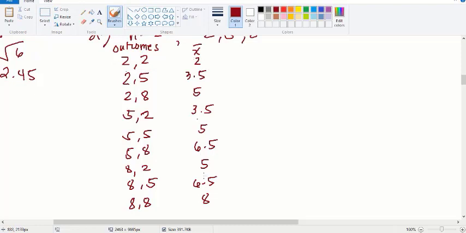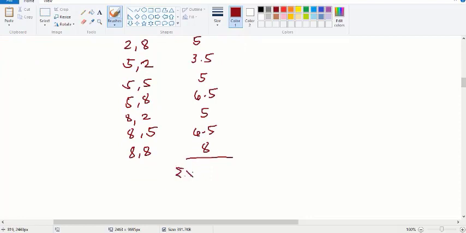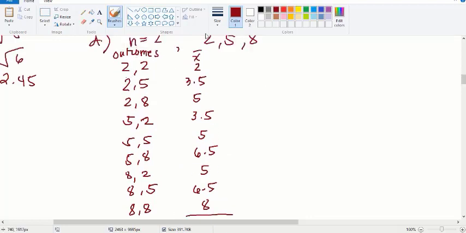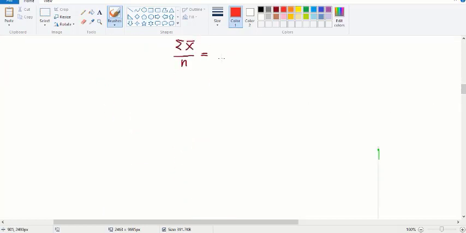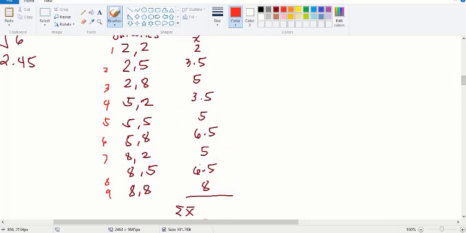So, ibig sabihin, itong sample means, i-add natin. Okay? Dapat ganito siya, over n. Remember, ilan yung n natin? Ilan yung possible outcomes? 1, 2, okay, let me put in numbers here. 1, 2, 3, 4, 5, 6, 7, 8, 9. I have 9 possible outcomes, so that is my n. So, automatic, lagay mo na yan dito, okay? And then, you just have to add this.